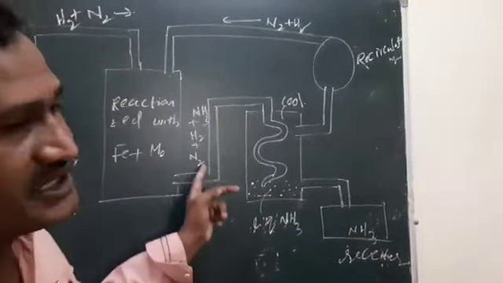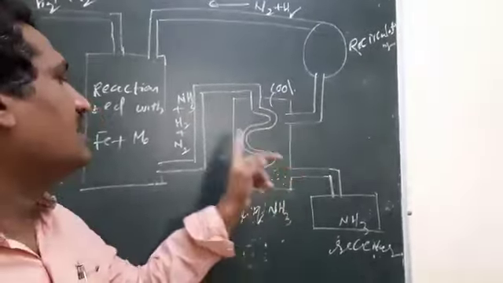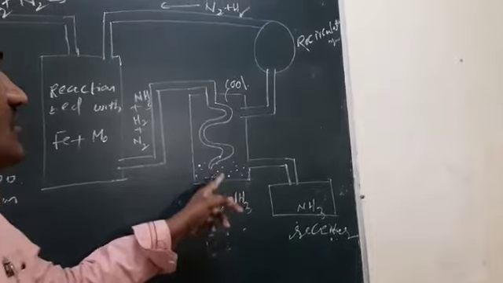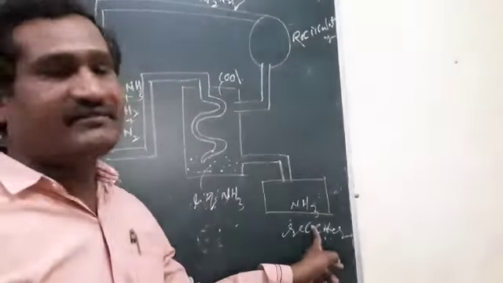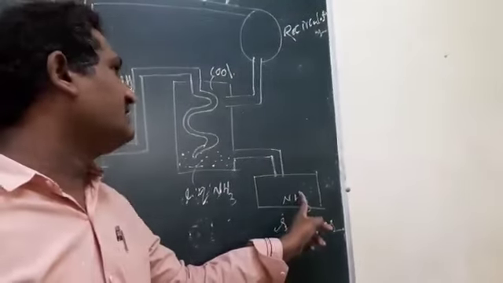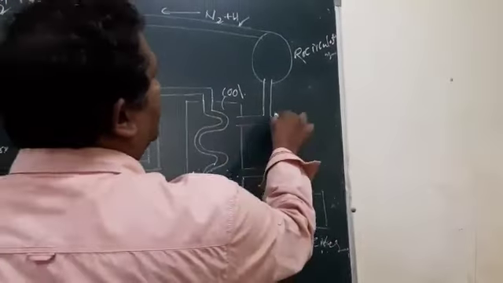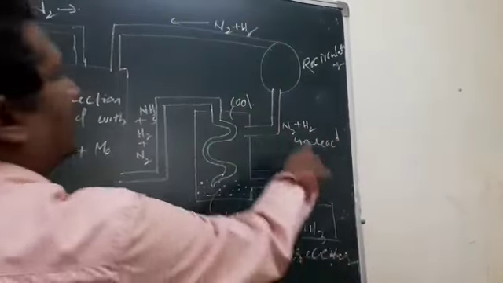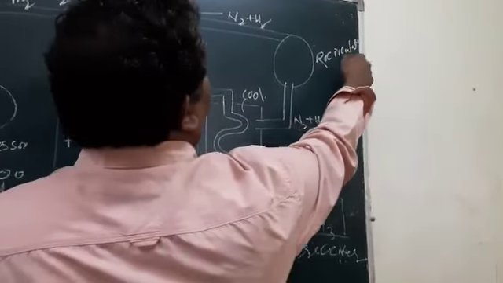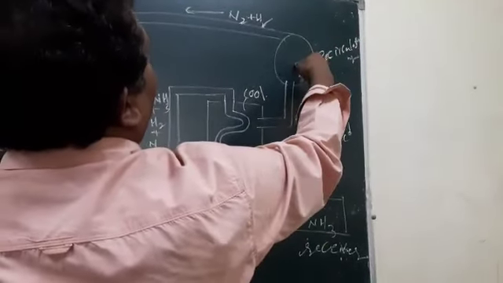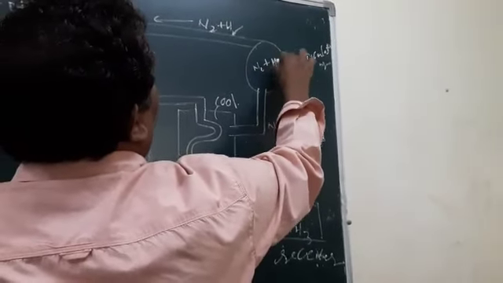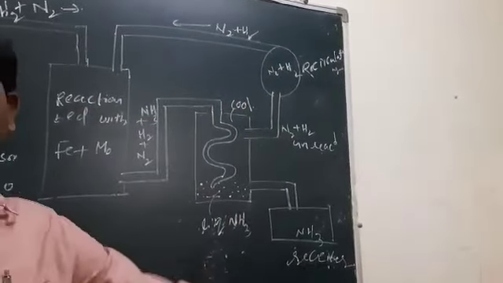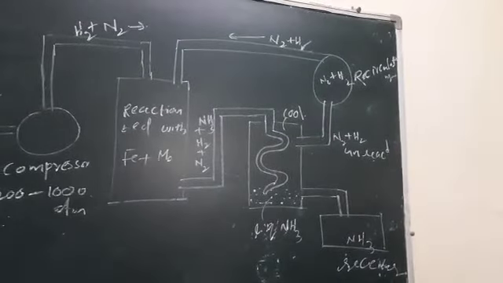So this reaction mixture is passed into the cooling chamber. Here the 10% ammonia formed is liquefied, and that liquid ammonia is received by the receiver. Then the unreacted nitrogen and hydrogen are passed to the recirculating chamber, where they are collected and recirculated again to form ammonia. This is the procedure.